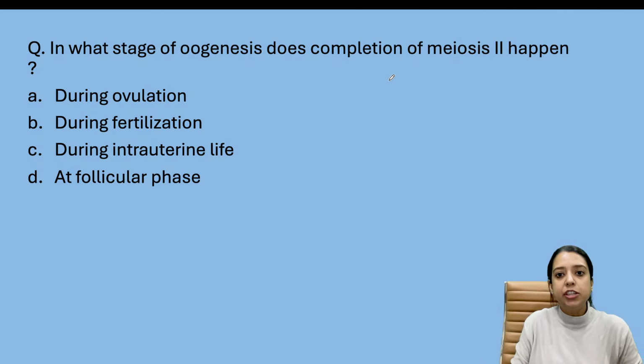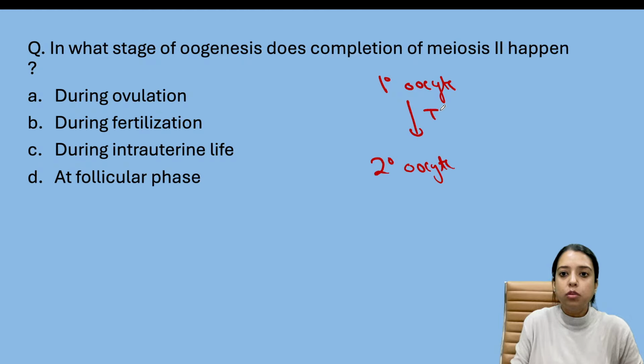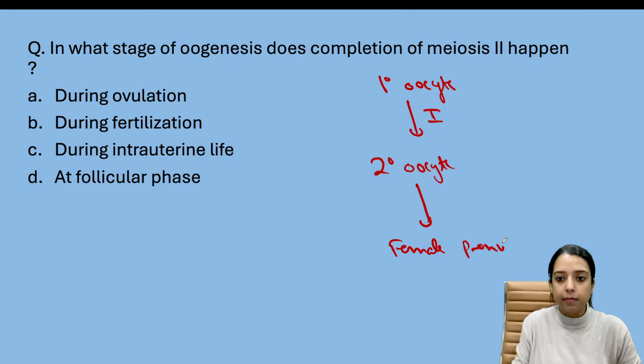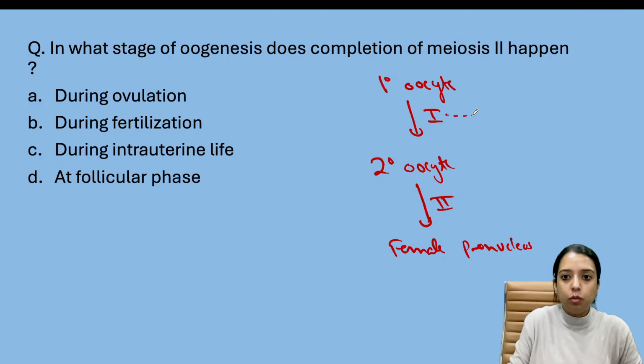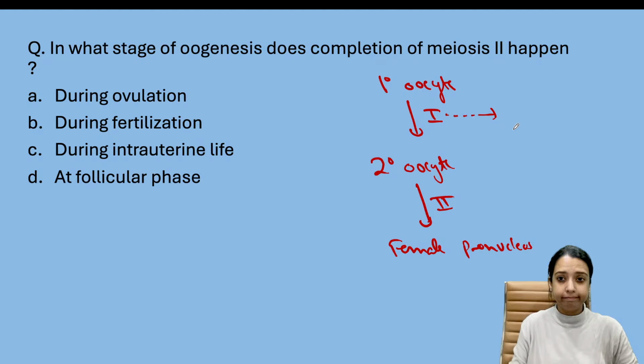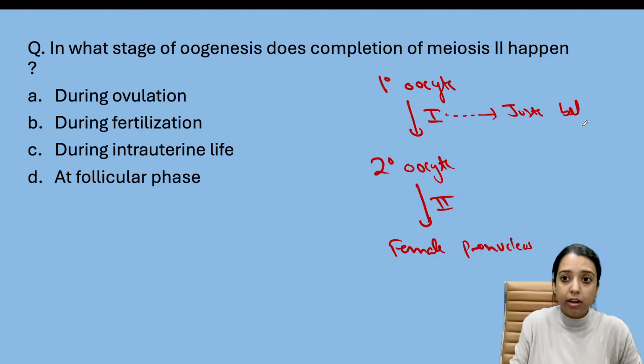What we have initially is the primary oocyte. Primary oocyte forms secondary oocyte. Secondary oocyte forms when meiosis 1 is completed. After the secondary oocyte, what forms is a female pronucleus, which is ready for fertilization. The female pronucleus forms when meiosis 2 is completed. When is meiosis 1 completed? Just before ovulation.